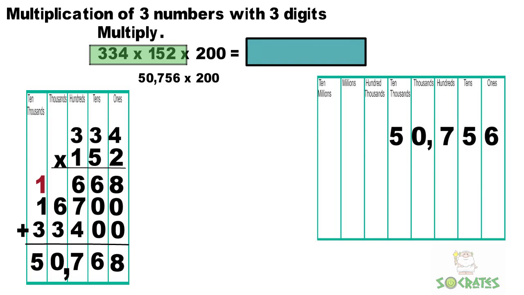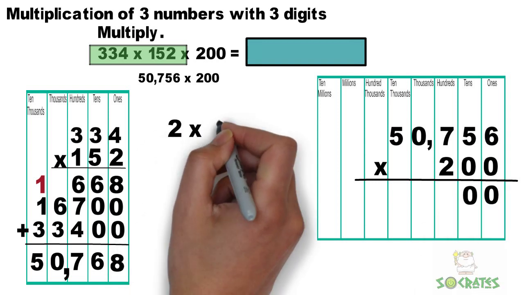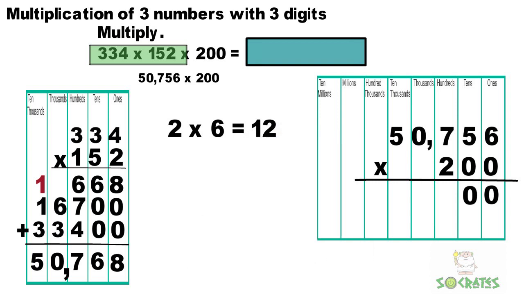Now we need to multiply that by 200. We need a little bit of a bigger place value chart. So 50,768 times 200, which is pretty easy because you put the 2 zeros first, and then you multiply everything by 2.